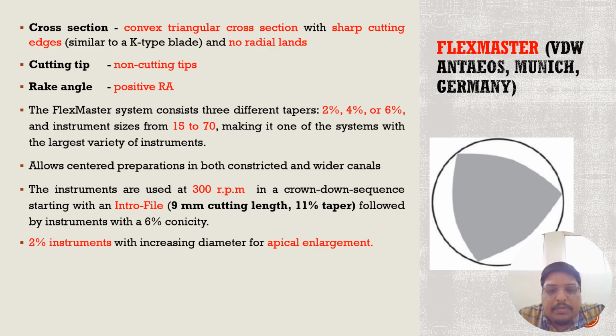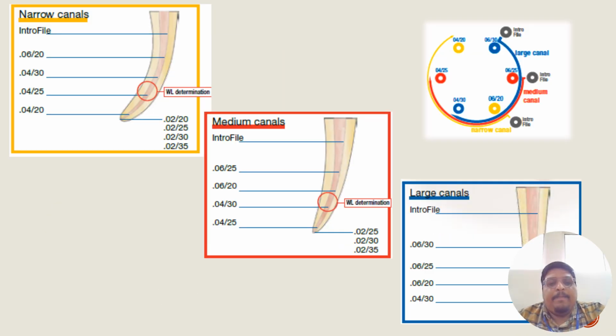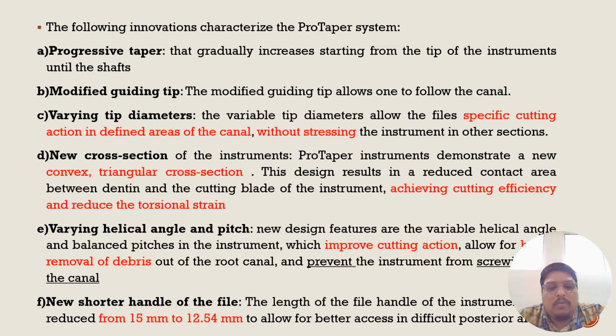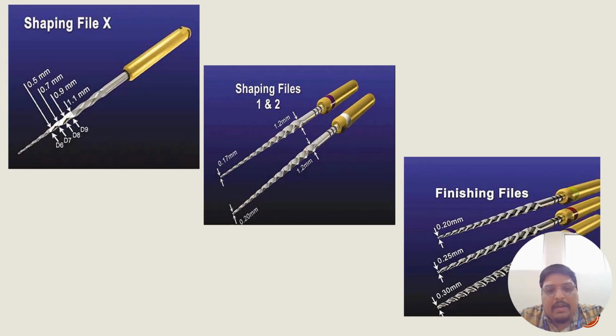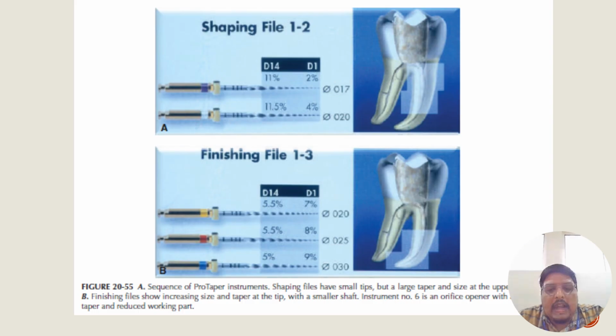The flex motor systems use different tapers of 2%, 4%, and 6%. Instruments are in sizes from 15 to 70, allowing centered preparation of both constricted and wider canals of the regions. Narrow canals or progressive canals of the region: progressive taper, modified guiding tip, varying tip taper, new cross section, varying helical angle and pitch, D0, D14 and taper of the region, shaping canal file, shaping 1 and 2, and finishing files of the region.